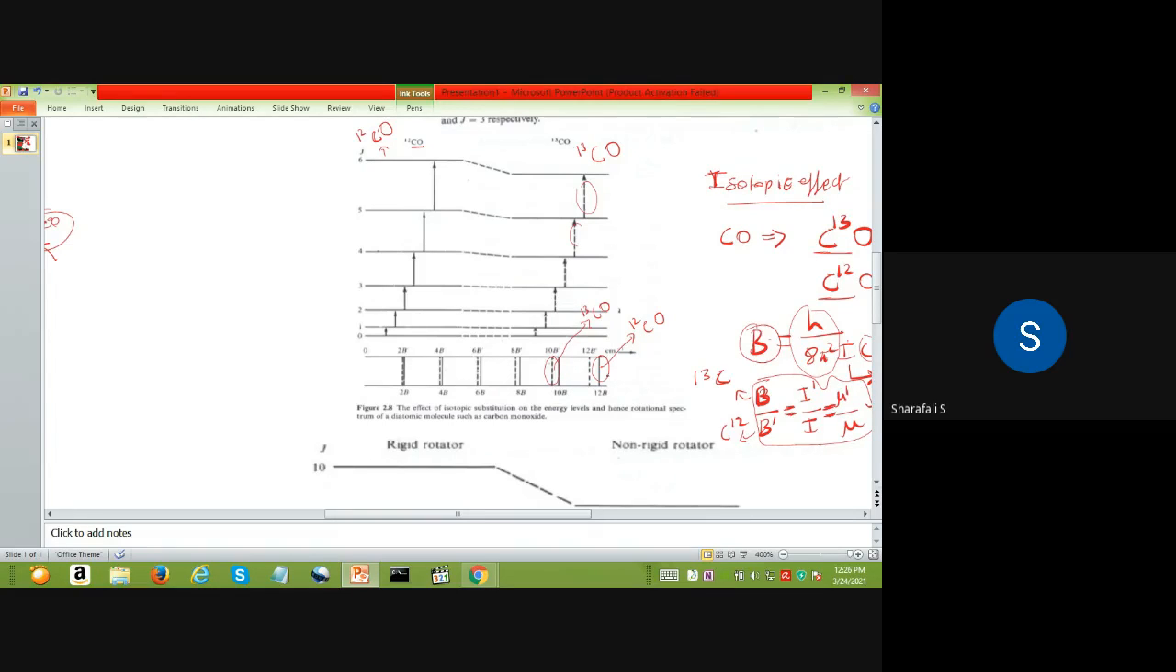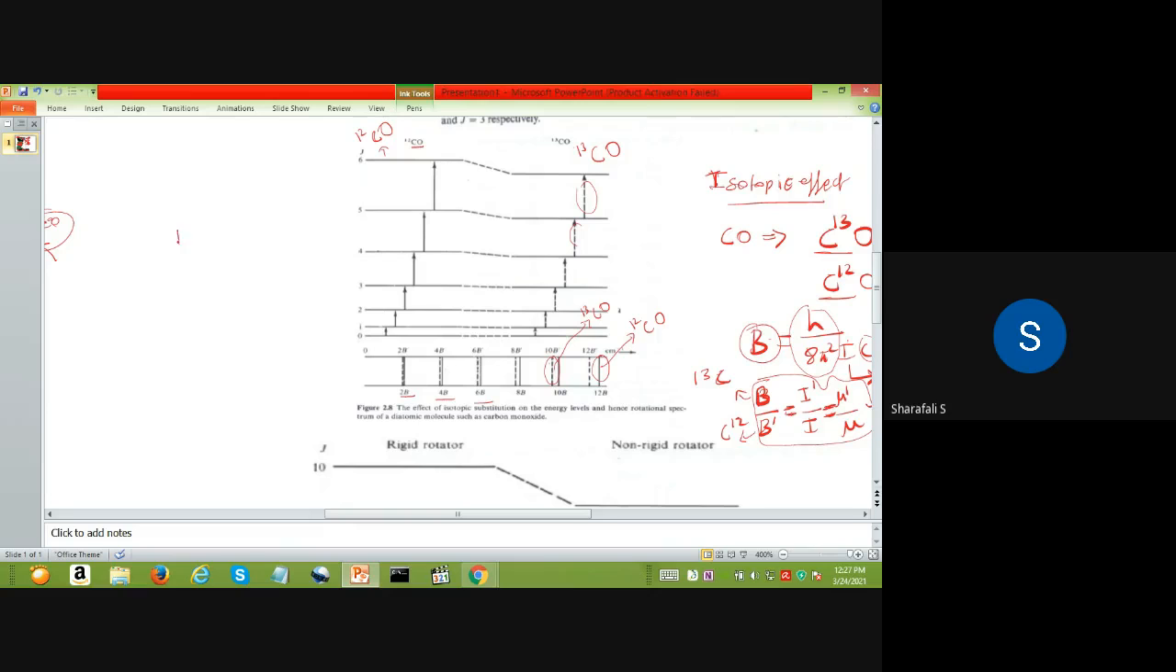Okay, so there is a considerable shift in that B value when you substitute that isotope. When you change C12 to C13 for the same carbon monoxide molecule, we can see that the spectrum is decreasing. Initially you have this 2B position here, it is decreased to here, and then you have this 4B position, it is also decreased to some small value.